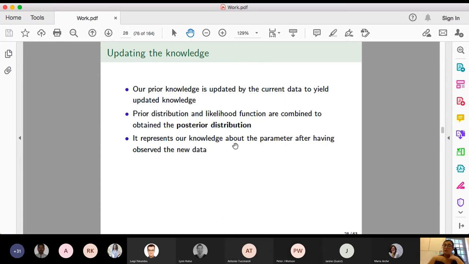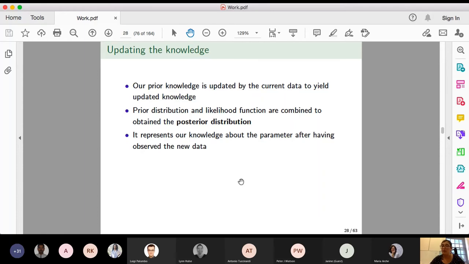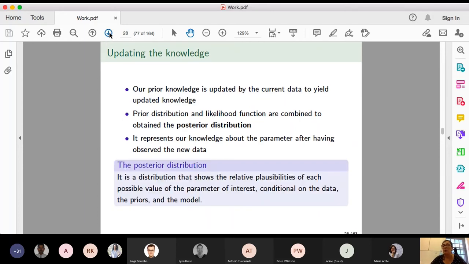In this case, the posterior distribution for the proportion of parents that prefer bilingual education. So this distribution will represent our knowledge about this parameter after we have observed the new data. It will show us how likely each possible value for the parameter is, given your prior distribution, given the model or the likelihood function that you're assuming, and given the data that you got.